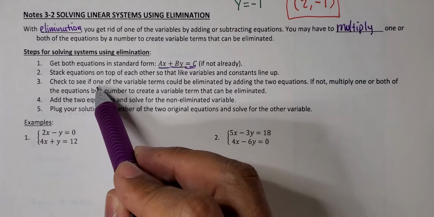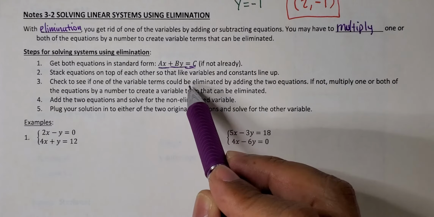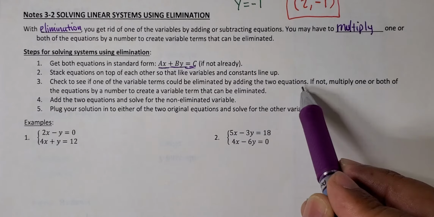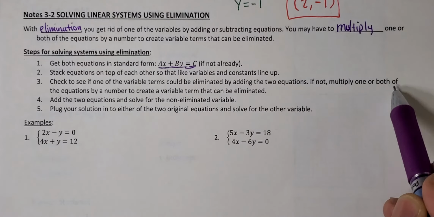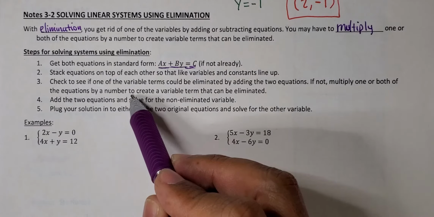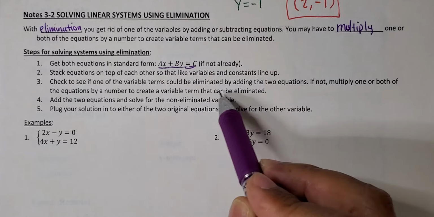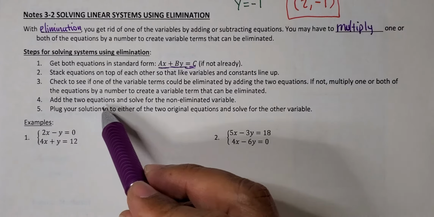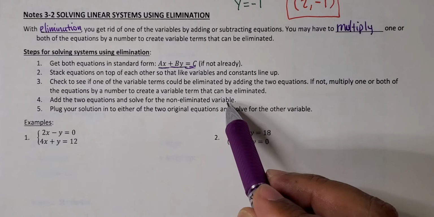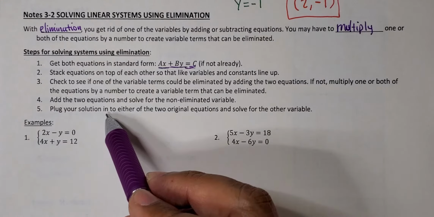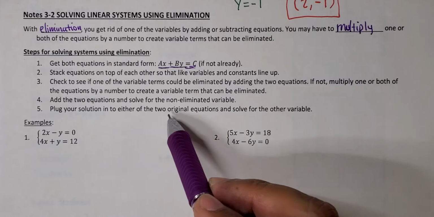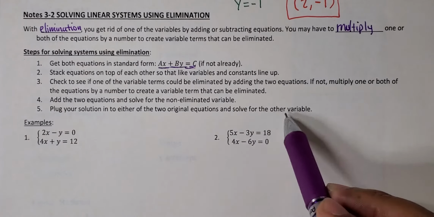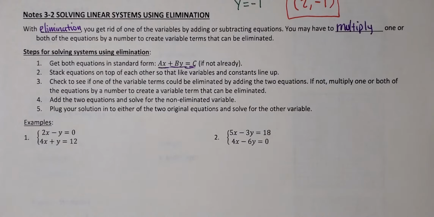Step three, check to see if one of the variable terms could be eliminated by adding the two equations. If not, multiply one or both of the equations by a number to create a variable term that can be eliminated. Step four, add the two equations and solve for the non-eliminated variable. Plug your solution into either of the two original equations and solve for the other variable. Let me walk you through the first example.